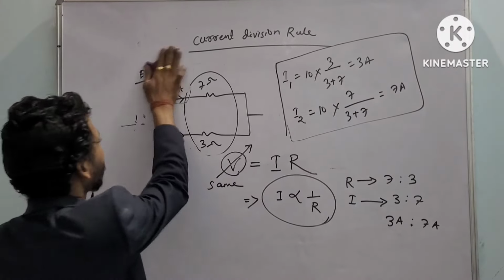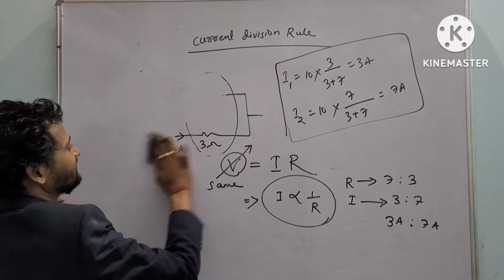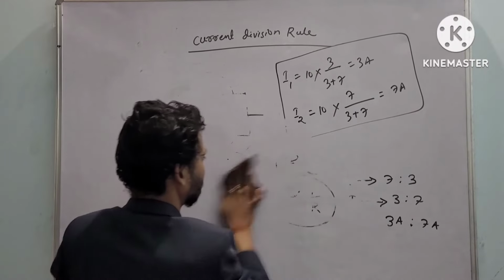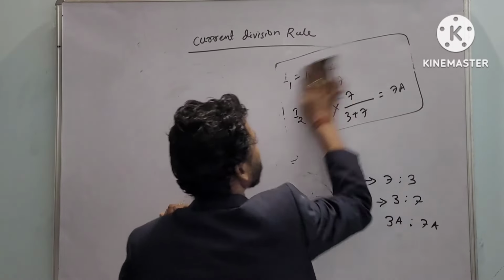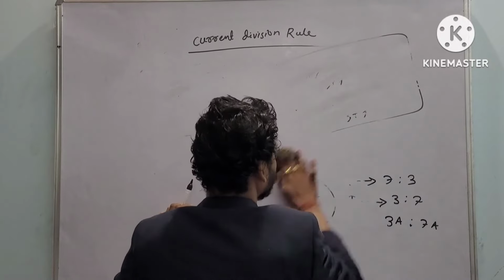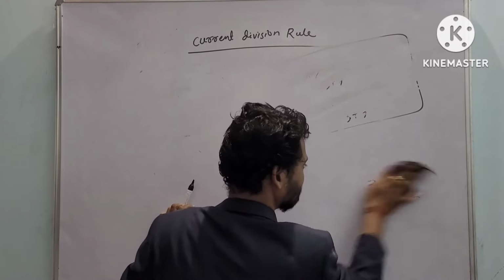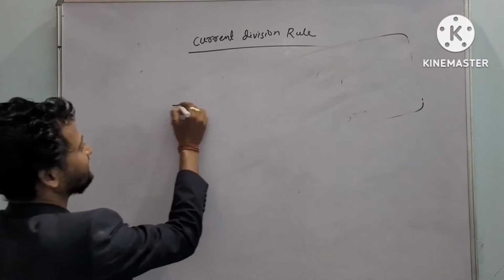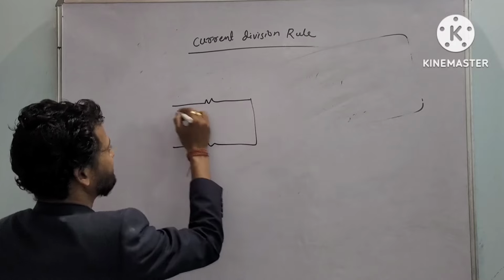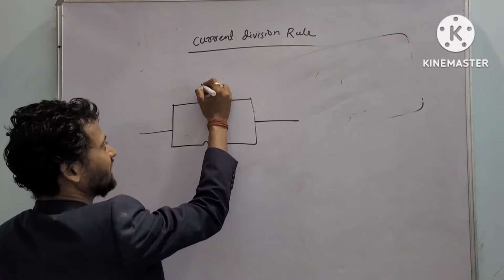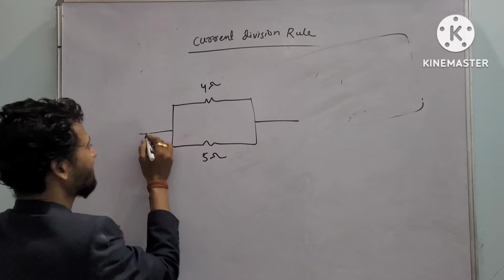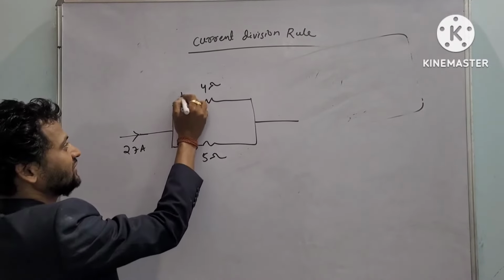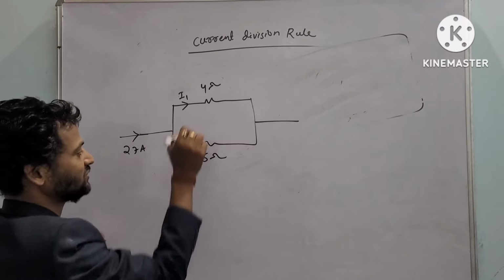Okay, next we'll go to another problem. Let's say I have two resistors of magnitude 4 ohm and 5 ohm, and the current is 27 ampere. And we'll find out I1 and I2.